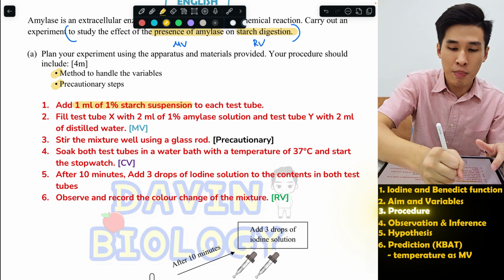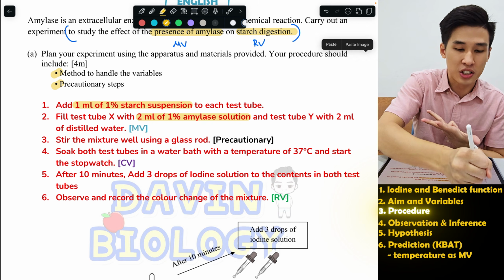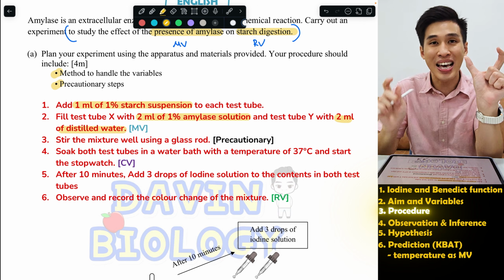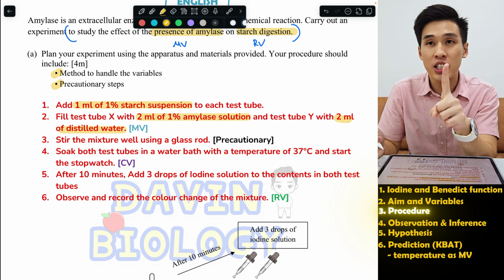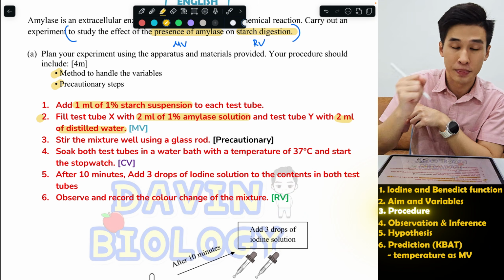Test tube X, I put 2 ml of 1% amylase. And the other one, I fill with distilled water, 2 ml also. So as long as you mention amylase and distilled water, you get marks for the manipulated variable. So this one I get 1 mark already. This one gets 1 mark.